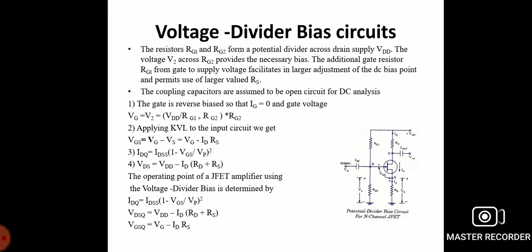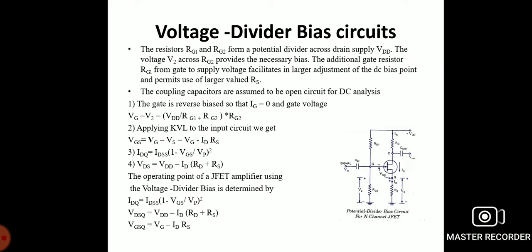In this lecture, EC 8351 Electronic Circuits 1, Department of Electronics and Communication Engineering, third semester. Today we are going to discuss the topic voltage divider bias circuit of JFET configurations. In the previous session, we discussed the self bias and fixed bias configuration of JFET configuration of transistor models.